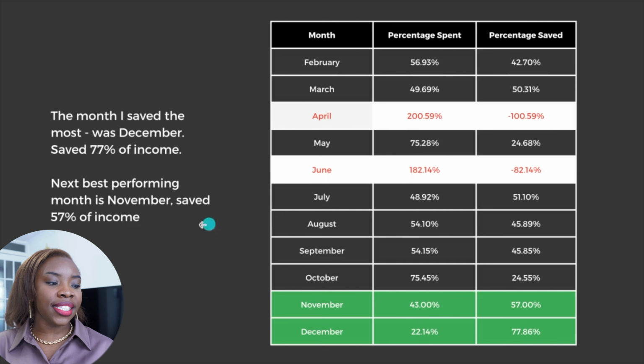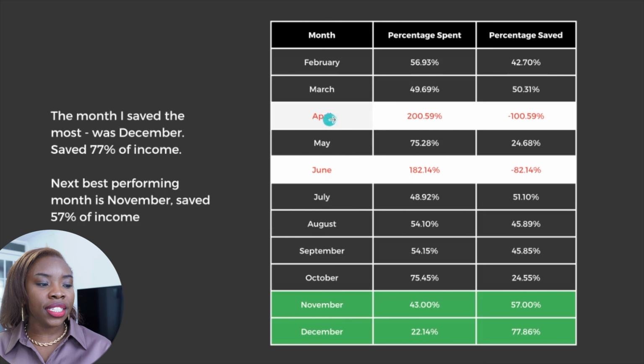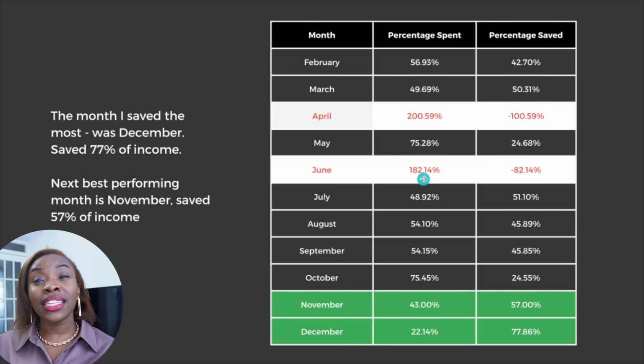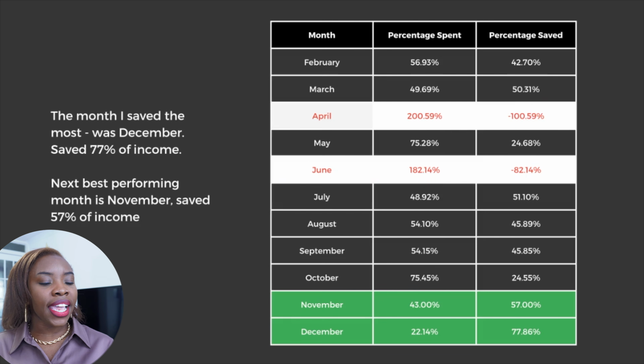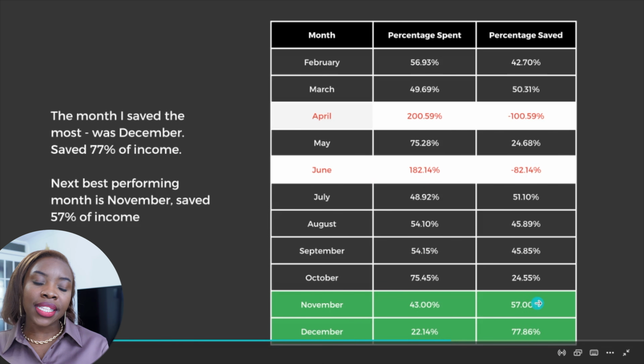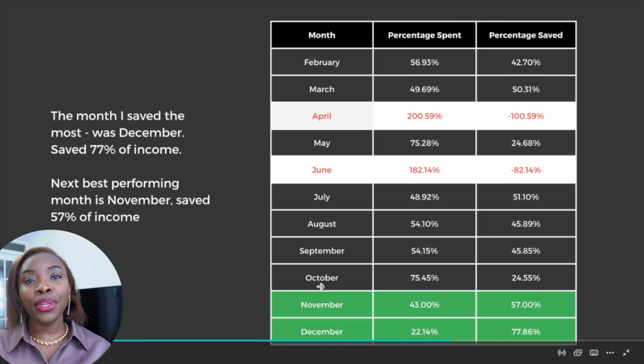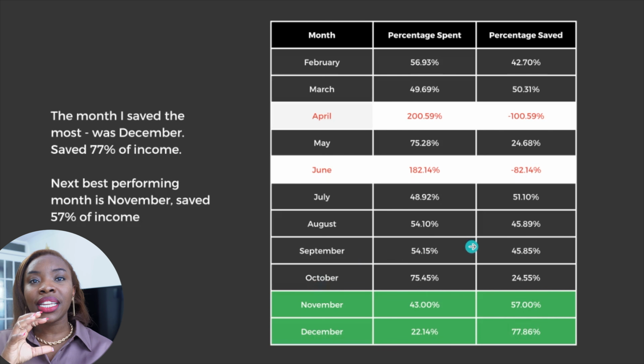Okay, now this is the same information represented in a table, just so you can see that in April I spent 200.59% and didn't save anything, I was in a deficit. In June, you can see I spent 182.4% of my earnings. November and December were the best months. You can see I saved 57%, and over here I saved 77.86%. Those were the two really good months, and I need to look at what I did in November and December so I can replicate it going forward in order to save more money. Ooh, I hope this is making sense.